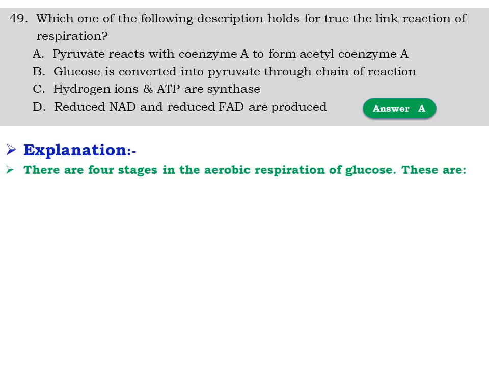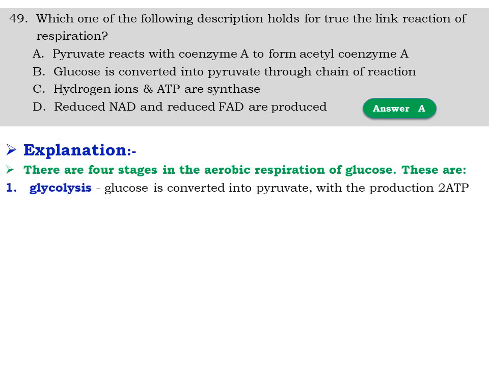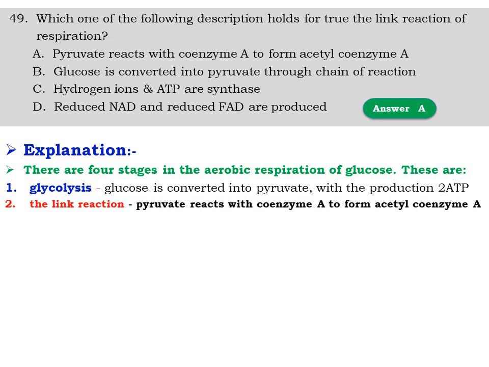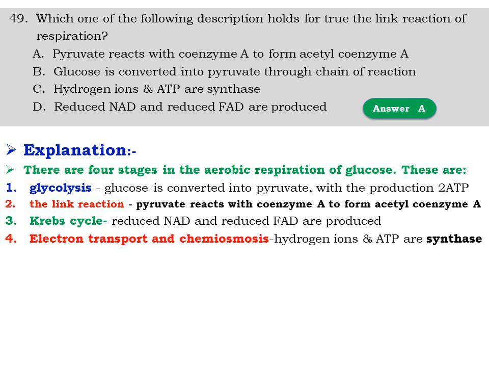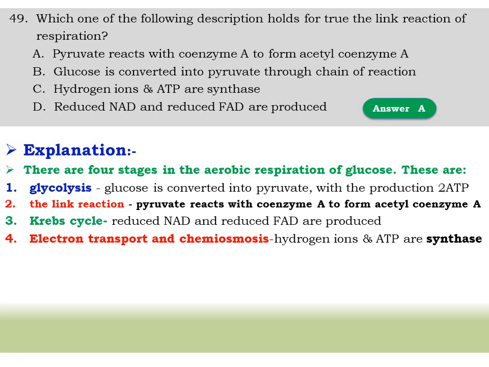Let us see the explanation. There are 4 stages of aerobic respiration of glucose. These are: 1. Glycolysis, where glucose is converted into pyruvate with production of 2 ATP. 2. Link reaction, where pyruvate reacts with coenzyme A to form acetyl coenzyme A. 3. Krebs cycle, where reduced NAD and reduced FAD are produced. 4. Electron transport chain and chemiosmosis, where hydrogen ions and ATP are synthesized. So the correct answer is A.